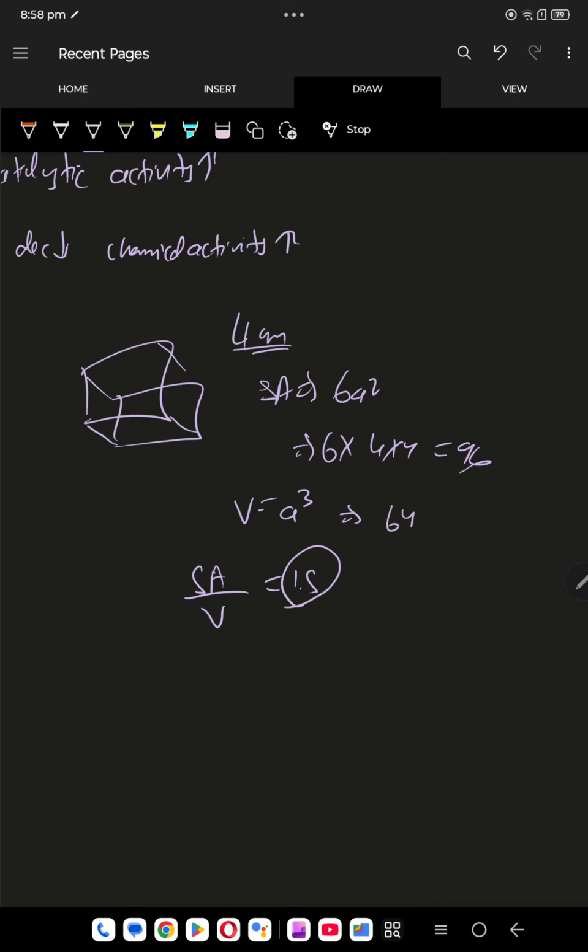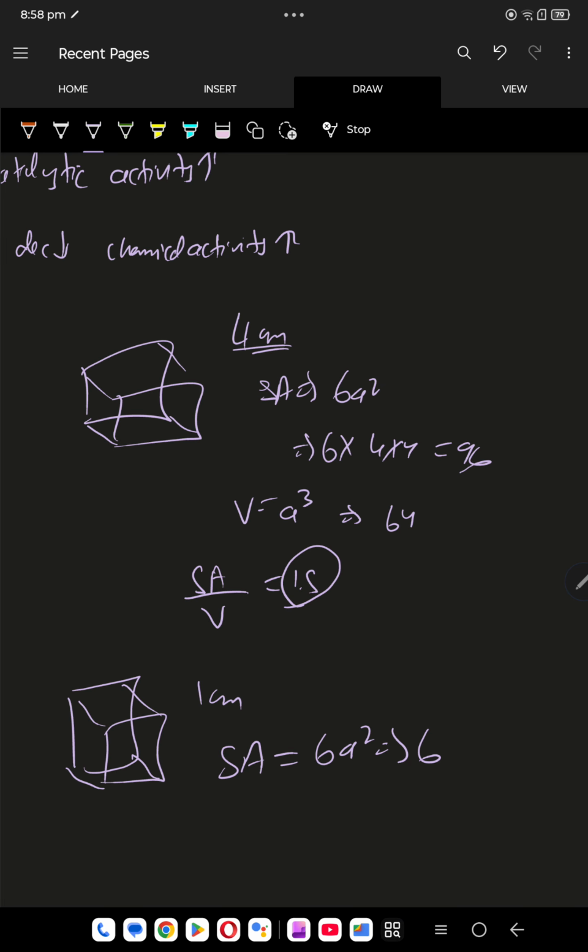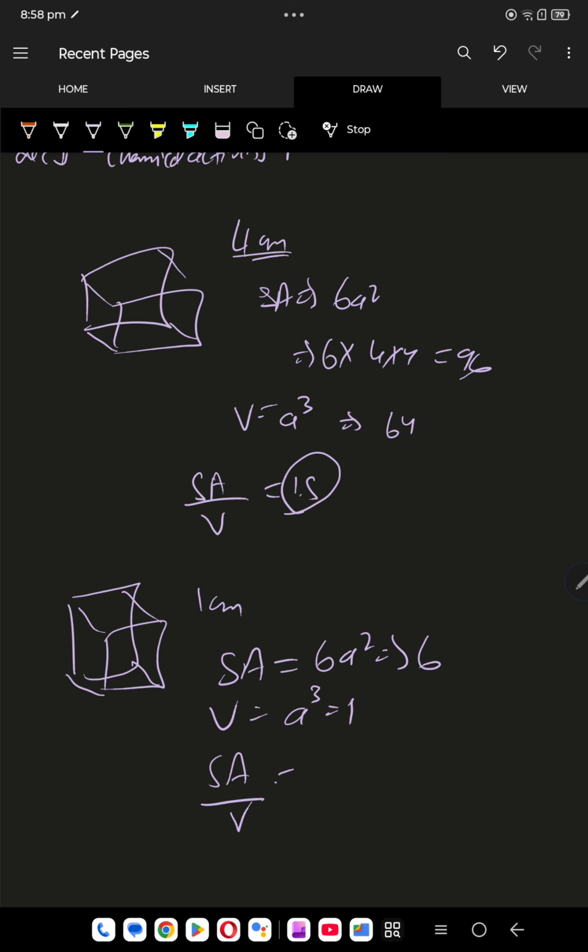Now the same cube I'm going to divide into 4 parts. When I divide into 4 parts, each side will be 1 centimeter. Now surface area is 6a square, that is 6, and volume is a cube, that is 1. Now surface area to volume ratio is 6. So as you can see, as we decrease the size, this is obviously not nanoscale, I just gave an example of how when size is decreasing, the surface area to volume ratio is increasing. You can see in centimeter range only so much it has increased, then you can imagine in nanoscale how much it will increase.